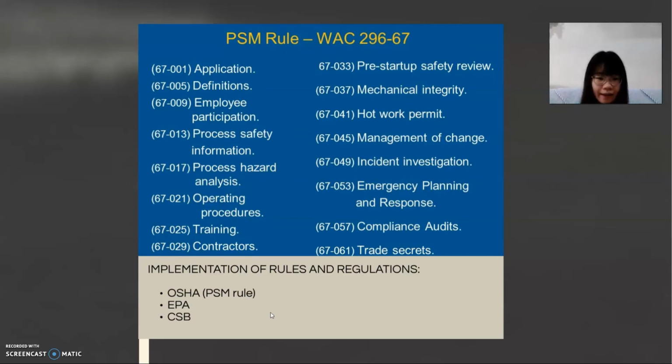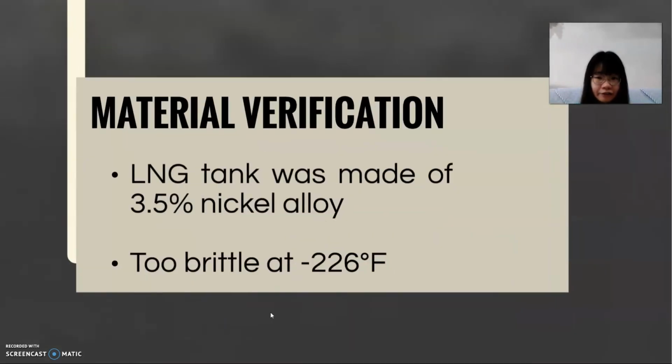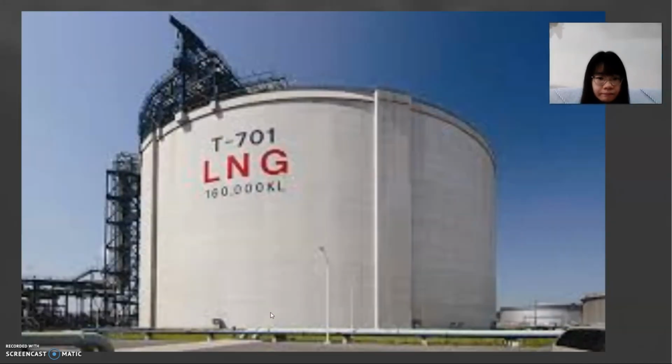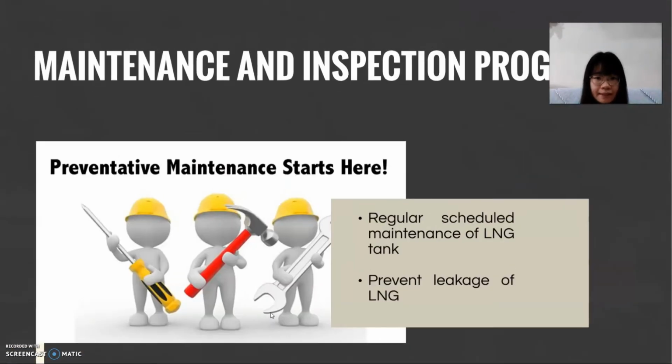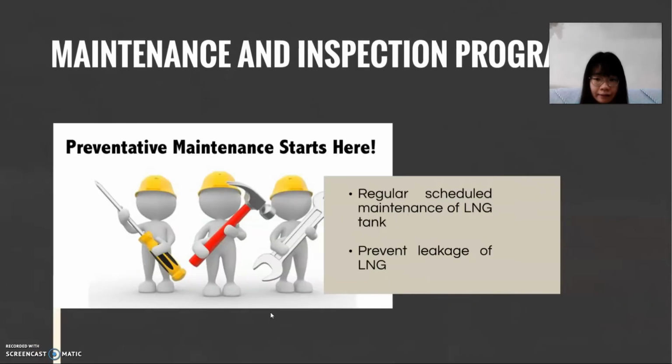investigating industrial chemical accidents. Material verification is very important to prevent the leakage of LNG. For example, the LNG tank should be made of at least 9% nickel alloy in order to prevent leakage of LNG. Maintenance and inspection programs should be designed and conducted. Regular scheduled maintenance of LNG tanks should be conducted in order to prevent leakage of LNG and to ensure the LNG tank's reliability.